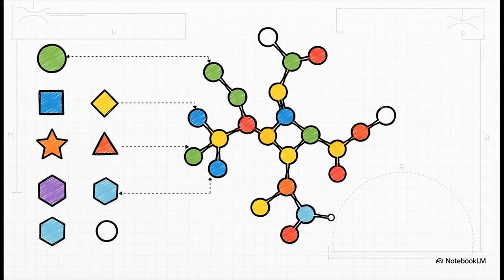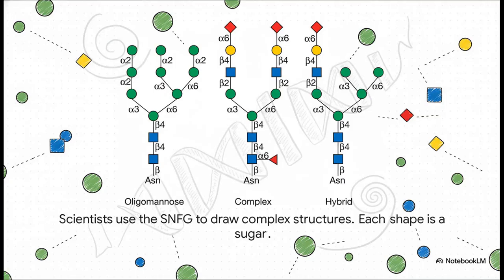To even begin to understand the incredibly complex structures it builds, scientists needed a way to draw them, a kind of universal language to describe all these sugar chains. And this is how they solve that problem. It's called the symbol nomenclature for glycans, or SNFG.